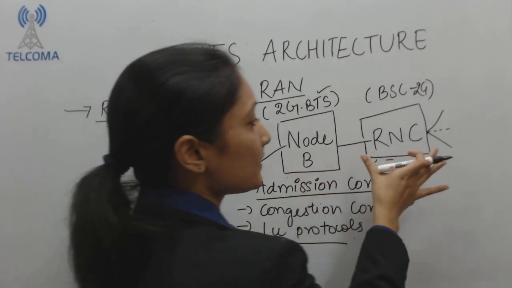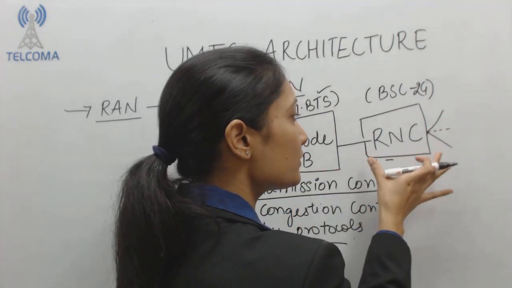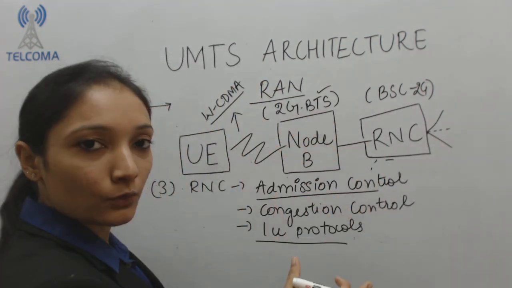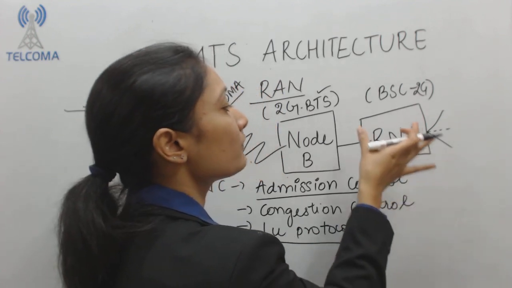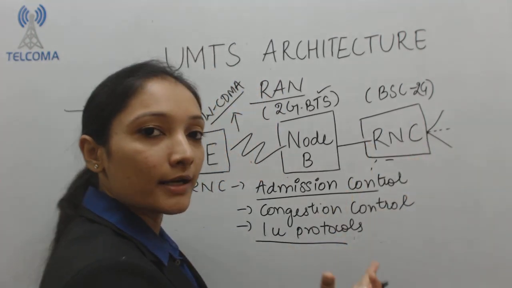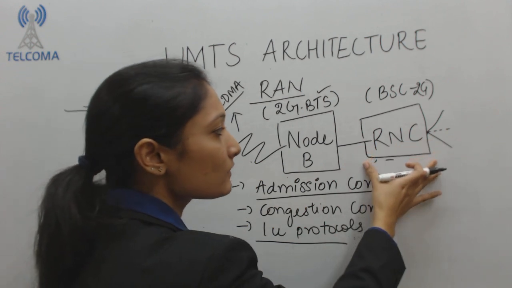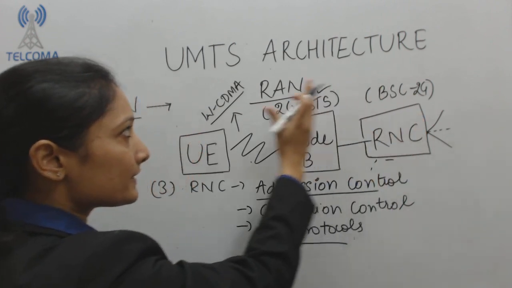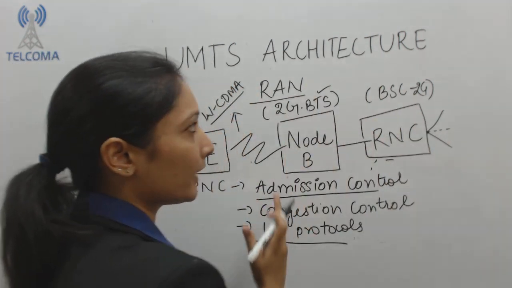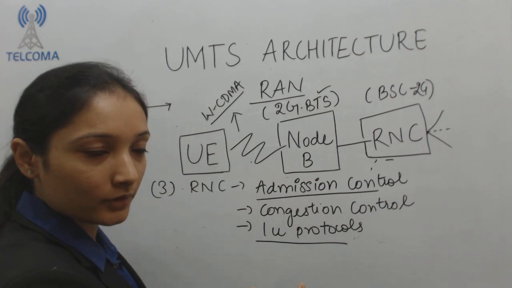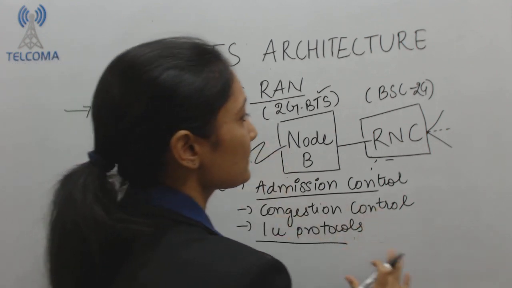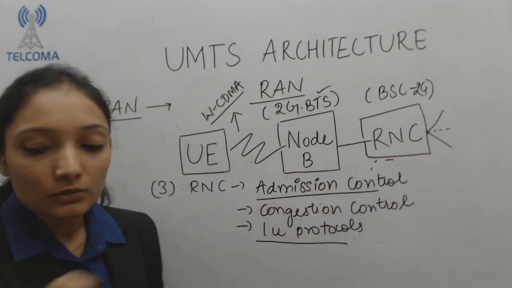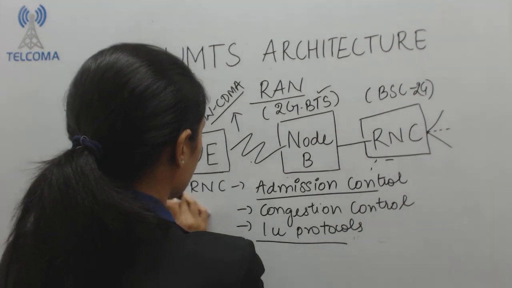Then our node B is connected to RNC, radio network controller, which is the governing element of this radio access network. That is, RNC is responsible for controlling all the node Bs which are attached to it. So that means this is the head for all of the node Bs which are working under it. So this is just the radio access network of the UMTS network. Now there are different interfaces of these equipments also. Now what does this interface refer to?